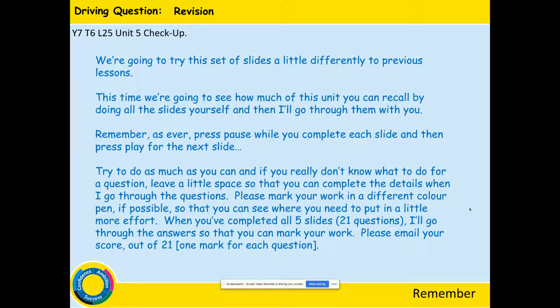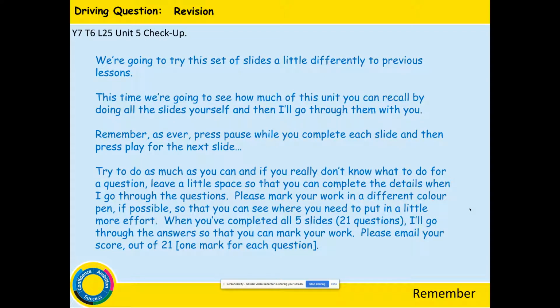If you could mark your work in a different colour pen, that would be really helpful for you, because it will highlight the bits that you need to work a little bit harder on, and it will highlight the bits that you are remembering. If there's really a question that you can't do, just leave a little space so that when I go through them, you can fill in the details for that question, okay? I think I've basically said what I've written there. Otherwise, you can just press pause on this slide and reread what I've typed up here, okay?